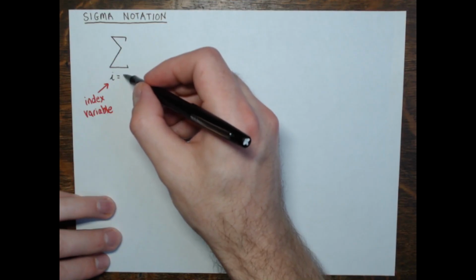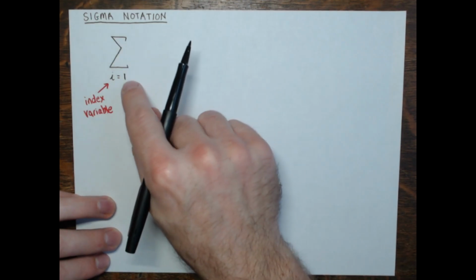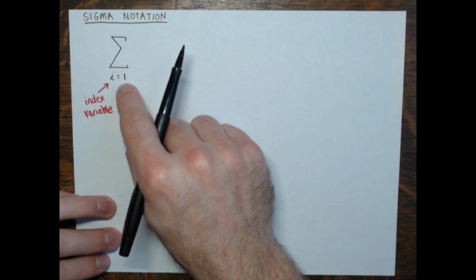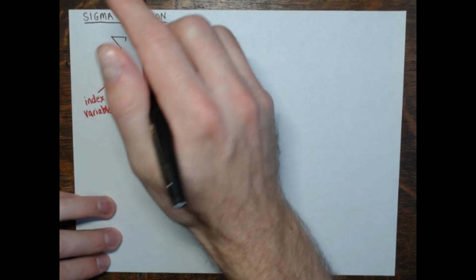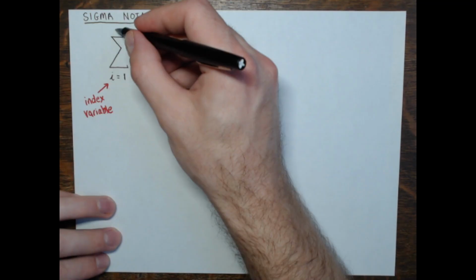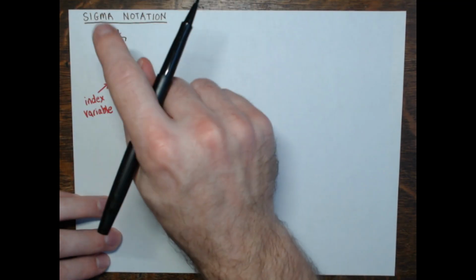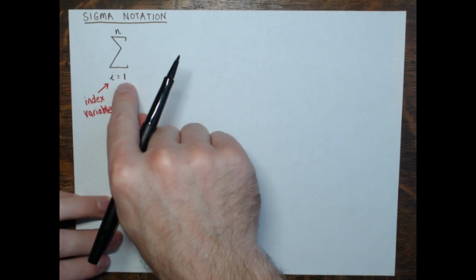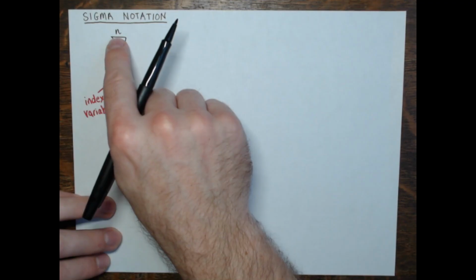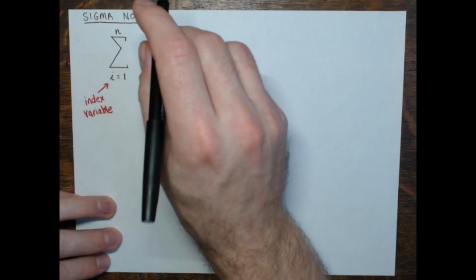Say I'm going from i equals 1. So you have some initial value, some first value of this index variable at the bottom, and then an ending value or last value up top. Now I'm just going to put the letter n for number up here. So there's i equals 1 to n. It's implied to be i equals n, so they don't write it again.